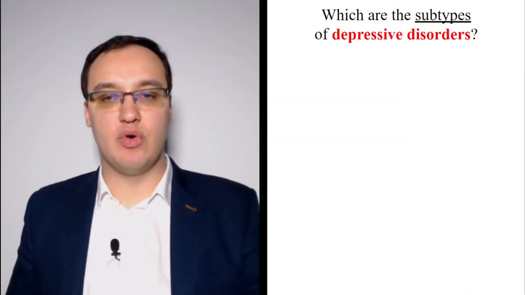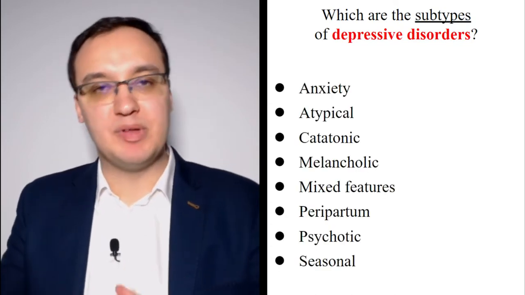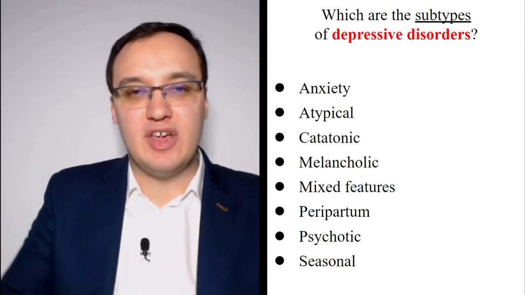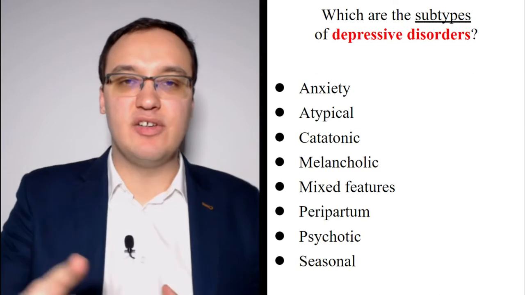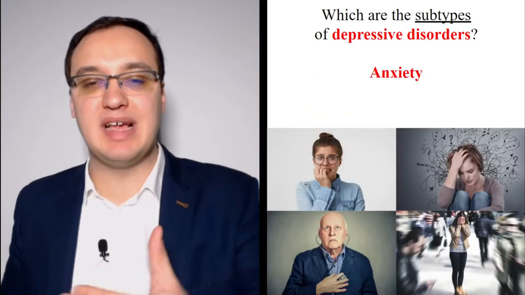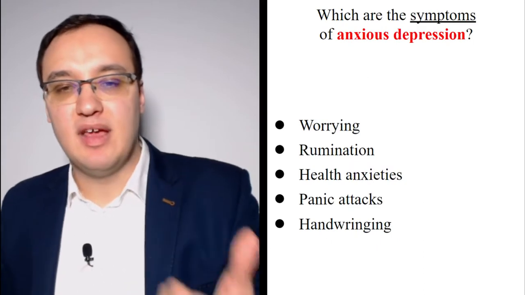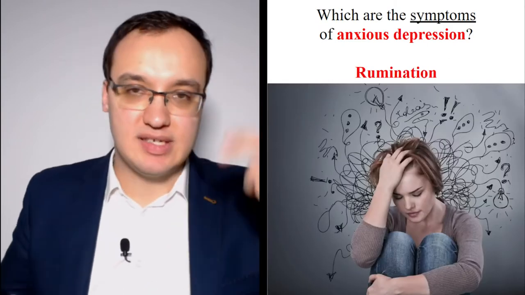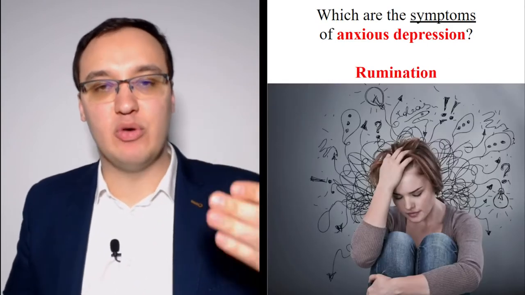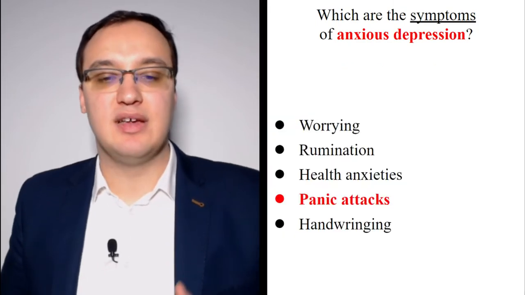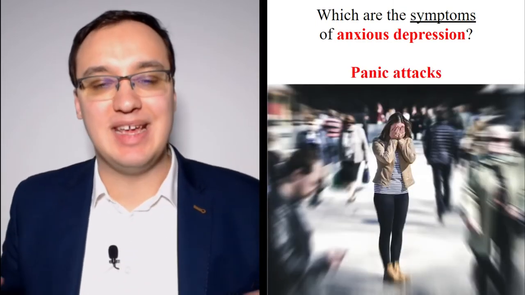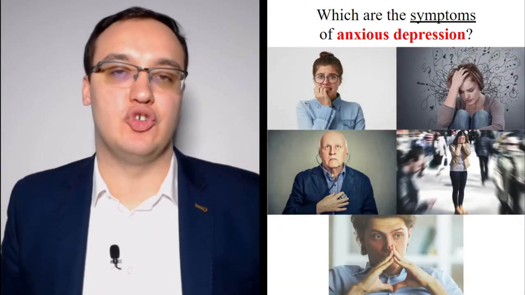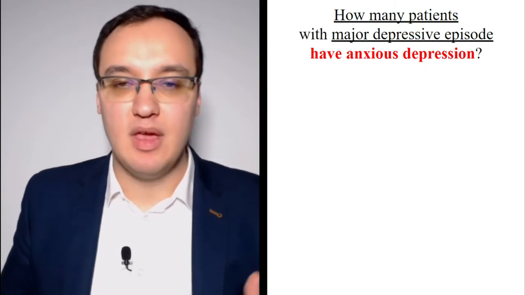The subtypes now of depressive disorders: we have depression, but there exist patients who are more toward a specific subtype. There are interesting characteristics of patients. For example, anxiety patients. They worry a lot. They have this thinking rumination, so thinking about one thing, health anxieties, so hypochondrias, panic attacks. They have this hand wringing thing. These are anxious depression.